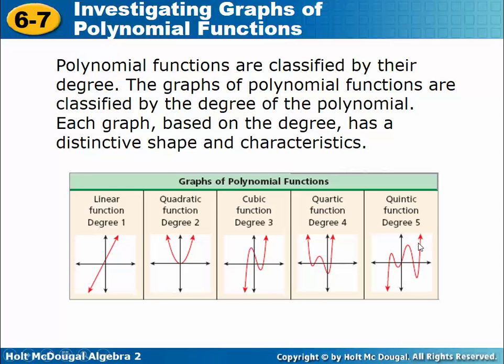And then a quintic function has a degree of 5. That will turn 4 times, 1, 2, 3, 4. And it will start either decreasing and increasing, or vice versa. And they will continue. You can have higher degree ones, but these are just the degrees of 1 through 5.